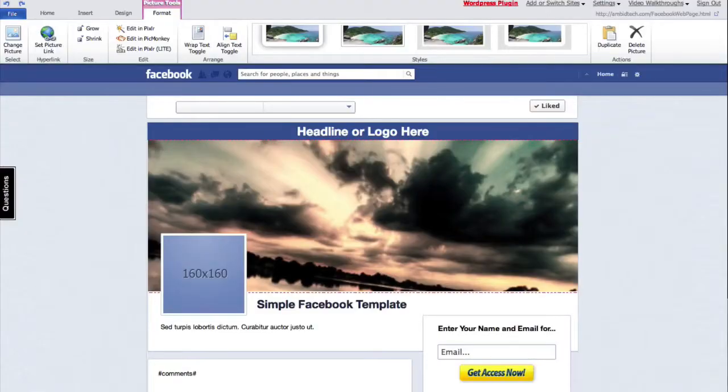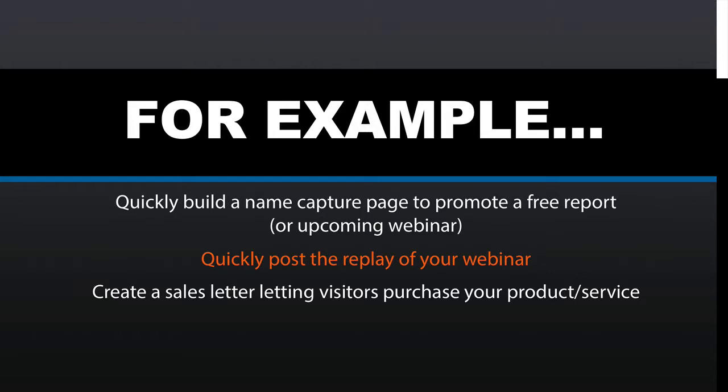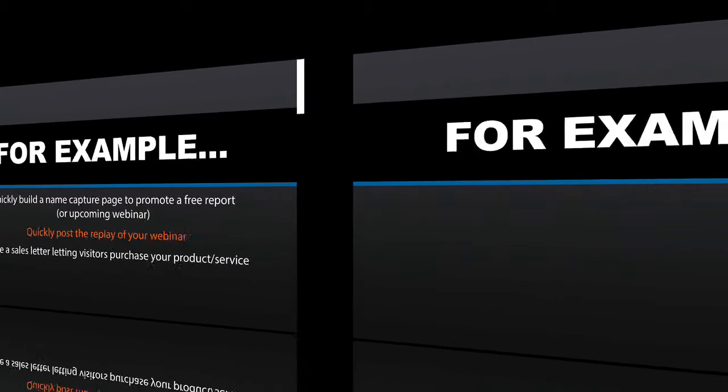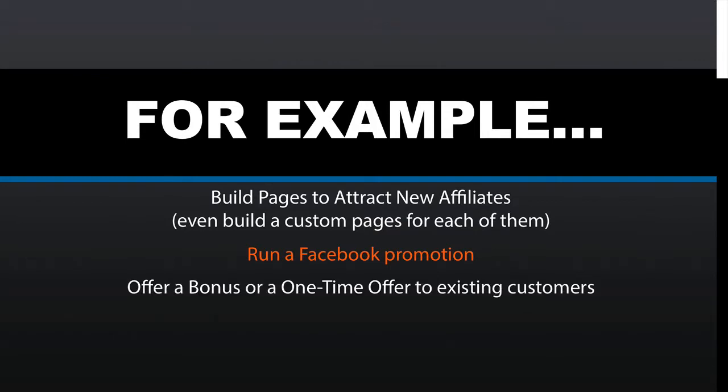And that's just a small fraction of the hundreds of things that you can do with 10-minute pages. For example, you can quickly build a landing page to promote a free report or an upcoming webinar. You can quickly post the replay of your webinar by simply dragging your video recording right on the page. You can create a sales letter and have visitors purchase your products. You can attract affiliates with custom pages designed just for them. You can run inexpensive and profitable Facebook promotions. You can offer a bonus or a one-time offer to existing customers.